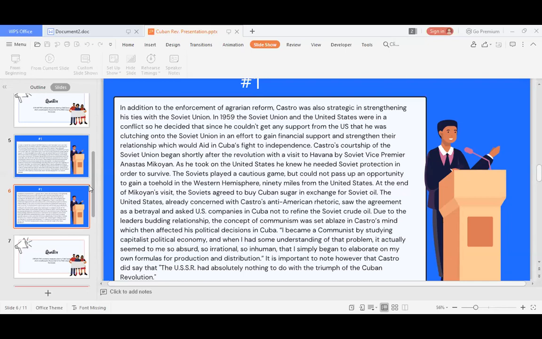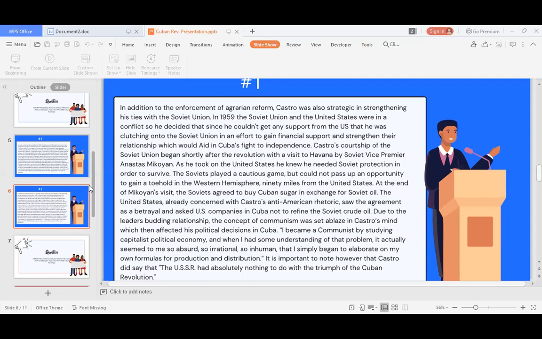What are your three political changes that would have happened? What three political reforms that Fidel would have put in place? Sir, he turned Cuba into a communist state, as well as he formed relationships with the Soviet Union.